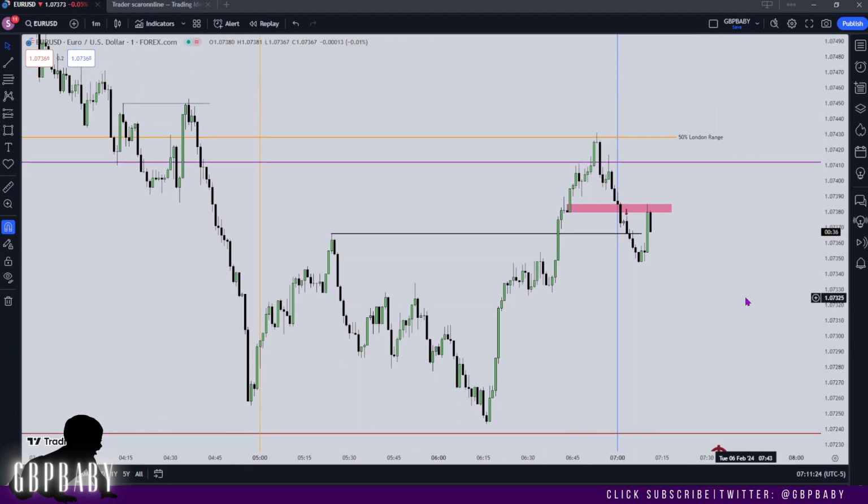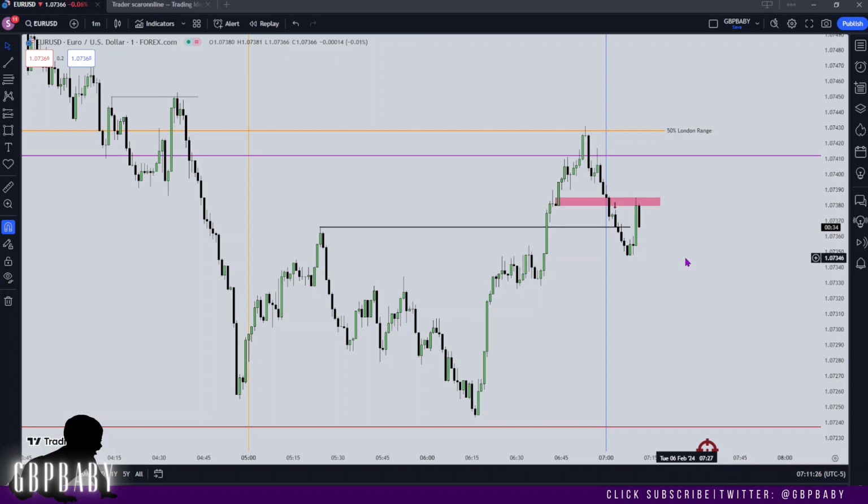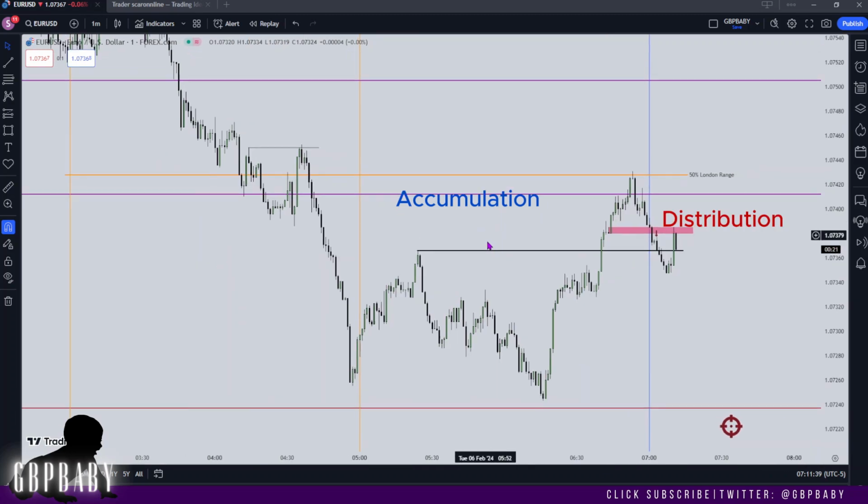So price refers to these levels and uses them as the opposite PD array for moving lower. You can see how we traded into it and how it's getting rejected away from there because we are distributing at that level now. On the left side we accumulated, and on the right side we're distributing at the same level.